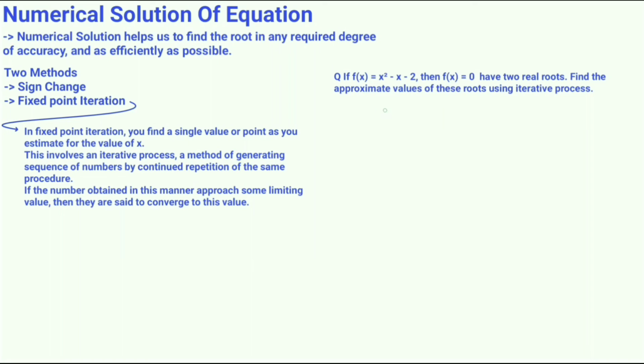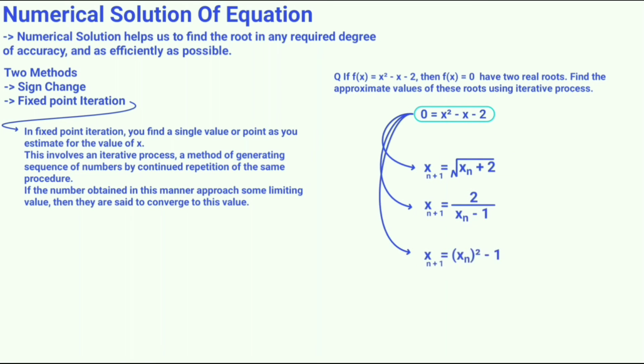Let's say that we have this question 1. If f(x) is equal to x squared minus x minus 2, then f(x) is equal to 0 has two real roots. Find the approximate value of these roots using an iterative process. So there are different ways to make an iterative process, and then make x the subject in 3 different ways. This one.